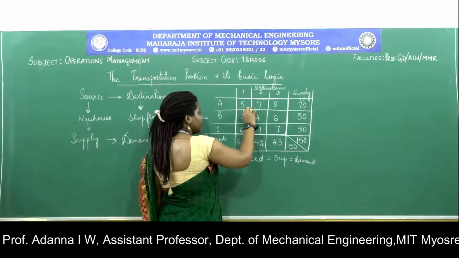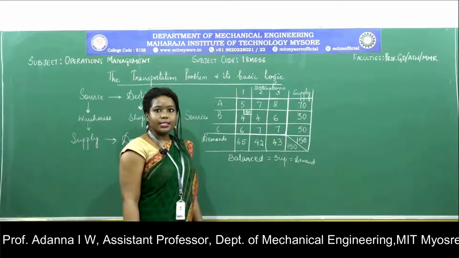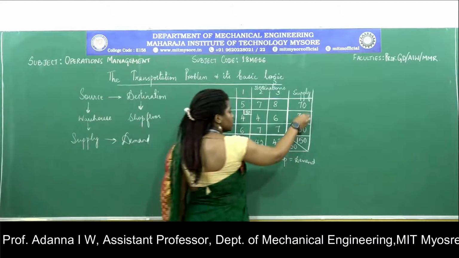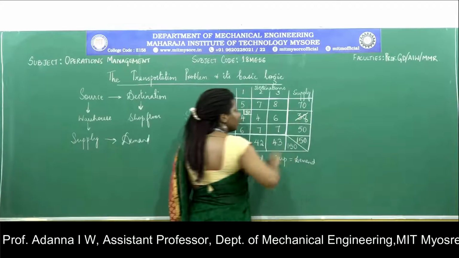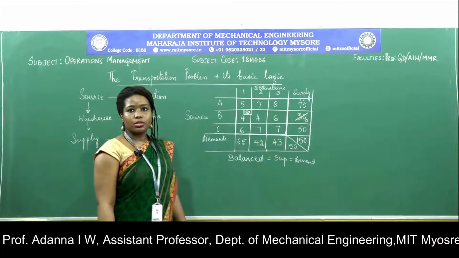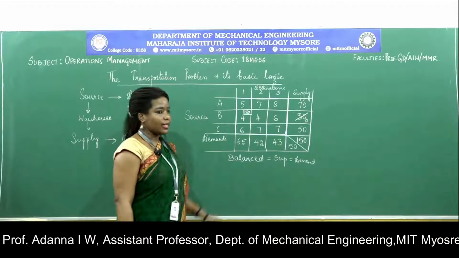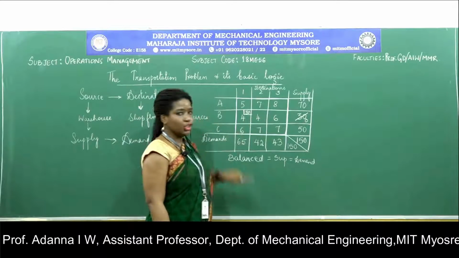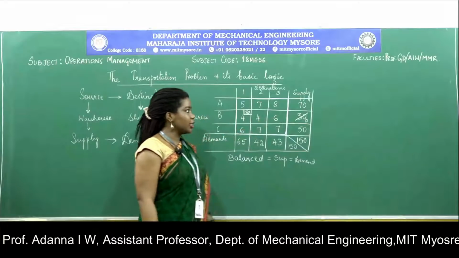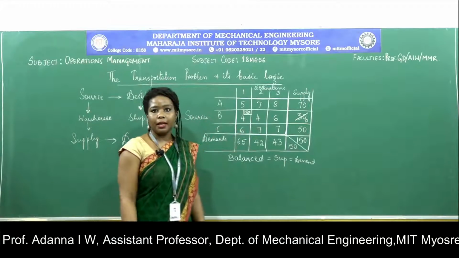So I have assigned 30 at this point. This simply means that I have exhausted this supply. I don't have anything left with me at source B. So I cannot satisfy the demands of destination 2 and destination 3 from supply B, because supply B is exhausted.